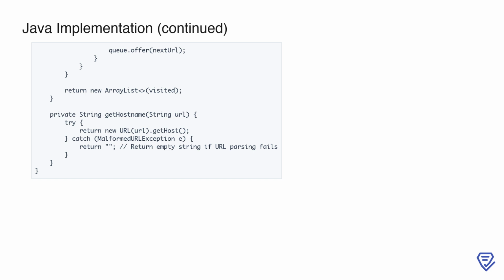Finally, we have the getHostname helper method. This method takes a URL string as input and uses Java's URL class to extract the hostname. If a malformed URL exception occurs, indicating that the URL is invalid, we handle it gracefully by returning an empty string. This approach ensures robustness in cases where parsing the URL fails. With these components, the implementation completes a breadth-first search, effectively crawling all valid URLs within the specified domain.